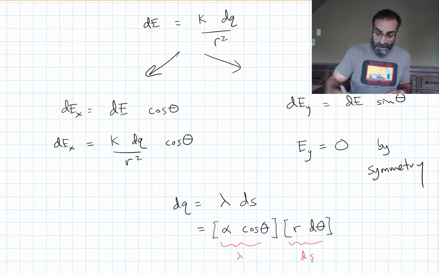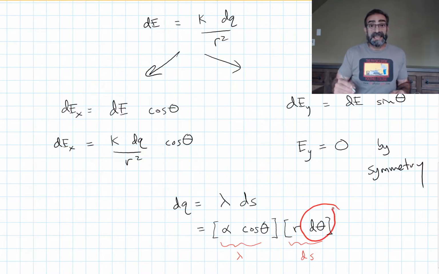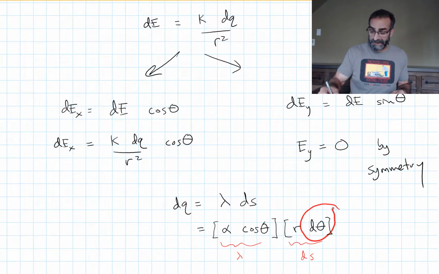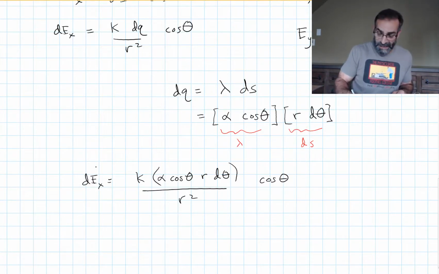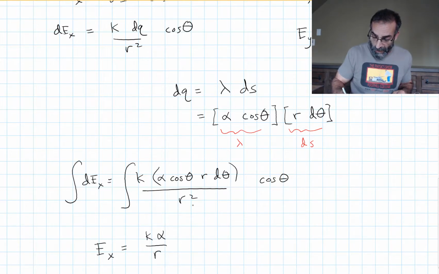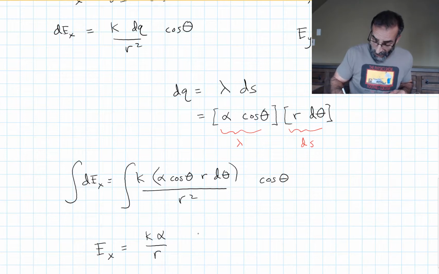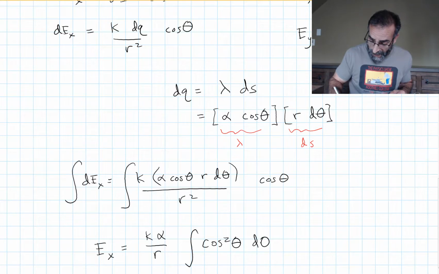Now we know that we want everything to be in terms of theta. We have a d theta here. We want everything to be in terms of theta. That's what we're going to integrate over. So we want to integrate both sides. The left side becomes E sub x. We'll bring our constants out in front of the integral. We have an r over r squared, which is 1 over r, and r is constant in this case. And we have an integral of cosine squared theta d theta.